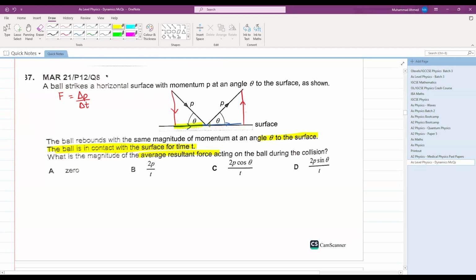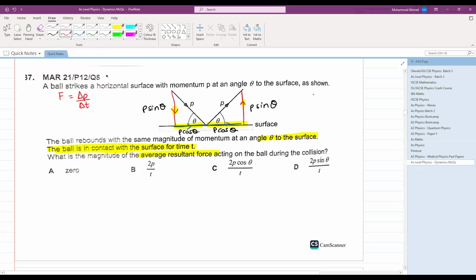If you realize, the horizontal momentum is staying the same. What will be this horizontal momentum? P cos theta here and P cos theta here. This remains the same. However, the vertical momentum P sin theta, although the magnitude seems the same, their direction has changed. One is acting downward, one is acting upward. Can you realize that the momentum in the horizontal direction didn't change? The momentum only in the vertical direction changed.